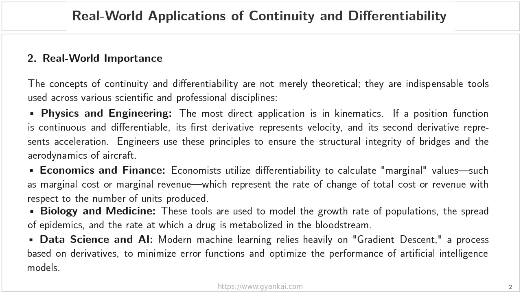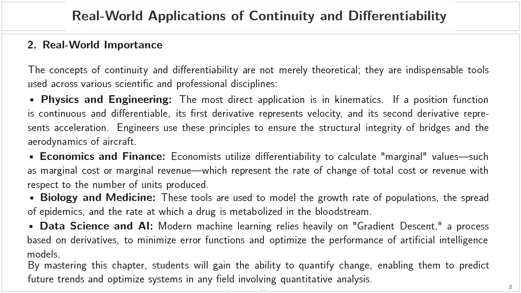Finally, in the modern field of data science and artificial intelligence, derivatives are the engine behind gradient descent. This is a process used to minimize error functions and optimize the performance of AI models. By mastering this chapter, you will gain the ability to quantify change, enabling you to predict future trends and optimize complex systems in any field involving quantitative analysis.